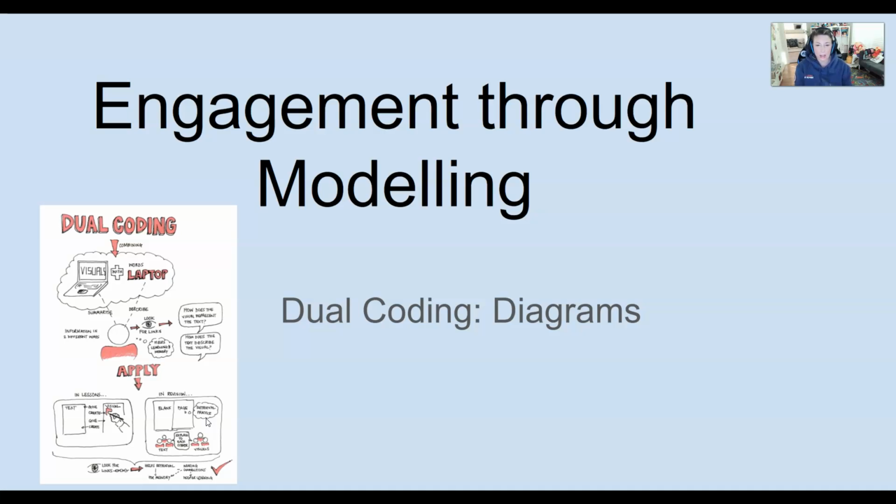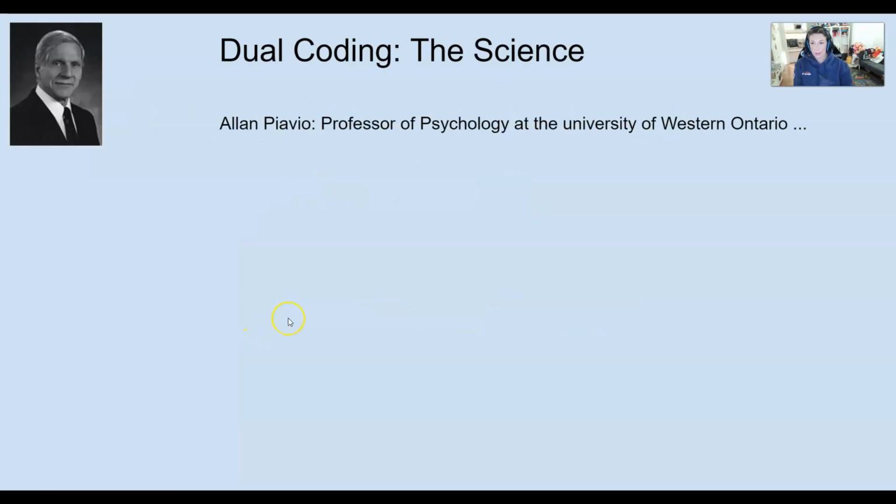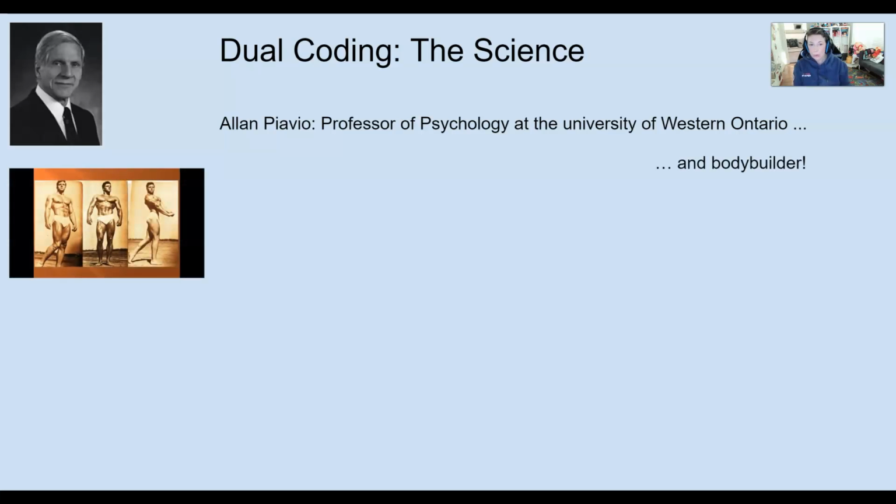Well, that's my section, and I thought that I would focus specifically on dual coding, so the use of diagrams for learning. So if we just have a look, the science of dual coding was developed by a psychologist called Allan Paivio. He was a professor of psychology at the University of Western Ontario. And really interestingly, he was also a bodybuilder. When I searched for images in Google, I didn't think that these were the same people, but they are.